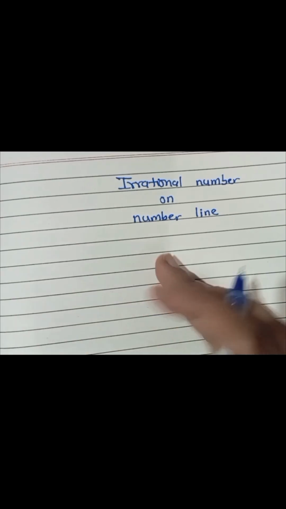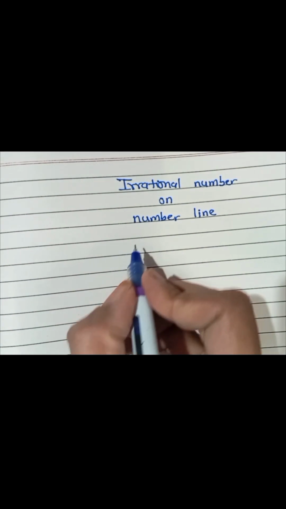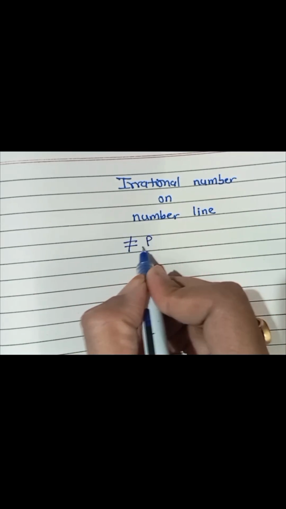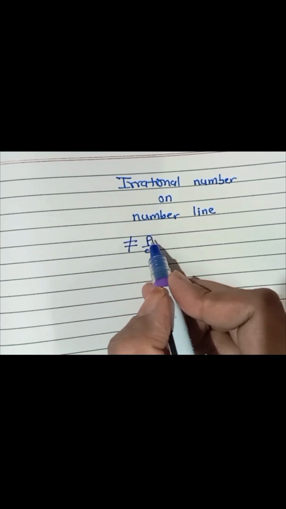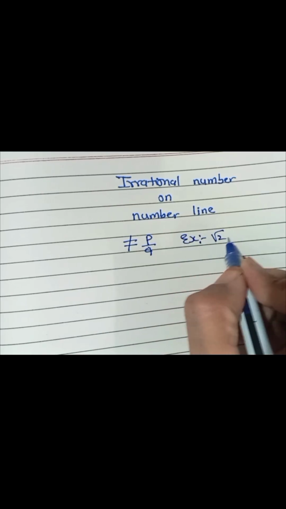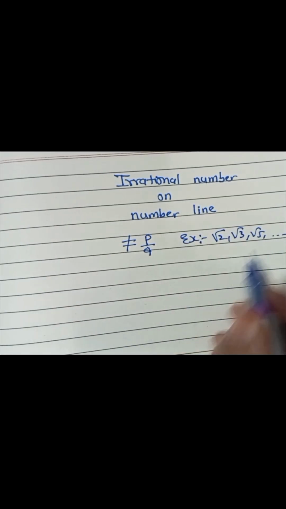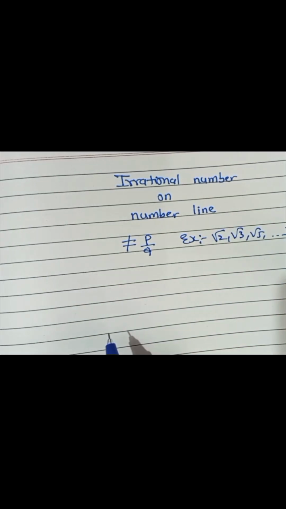Hello everyone, today we will see how to draw irrational numbers on the number line. We know that irrational numbers are the numbers which cannot be represented in the form of p by q, or in the form of numerator upon denominator. Examples of irrational numbers are root 2, root 3, root 5, root 7 and so on. Pi is also an irrational number. So today we will see how to draw these irrational numbers on the number line.